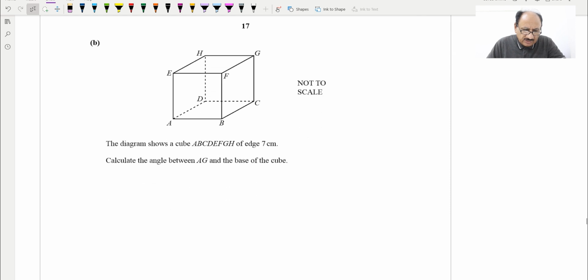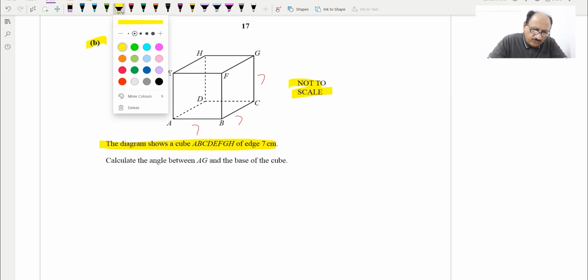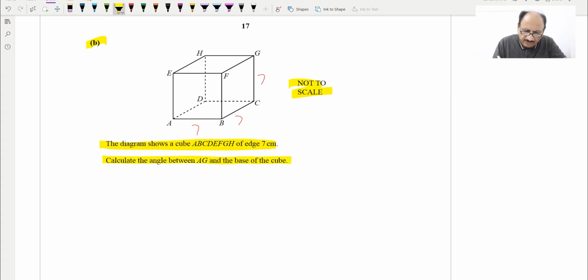Hopefully you understand this. Now part B says the diagram shows a cube A, B, C, D, E, F, G, H of edge 7. So all the sides are 7. This side 7, 7, 7, all sides are 7, and the diagram is not to scale. What we have to do is calculate the angle between AG and the base of the cube. First, we need to understand which angle is required.